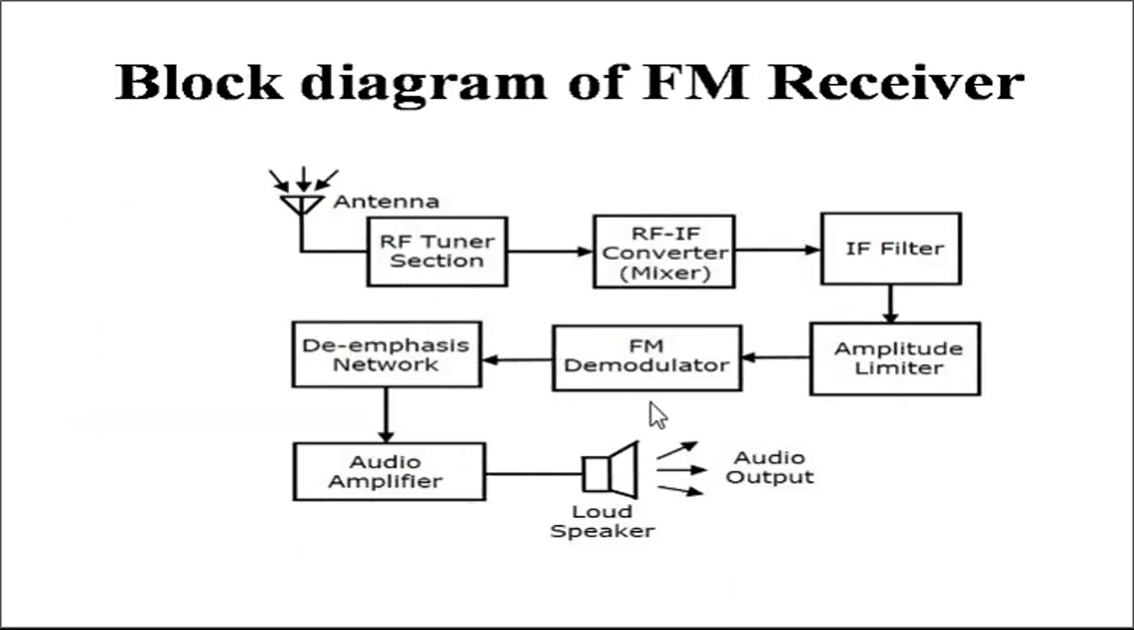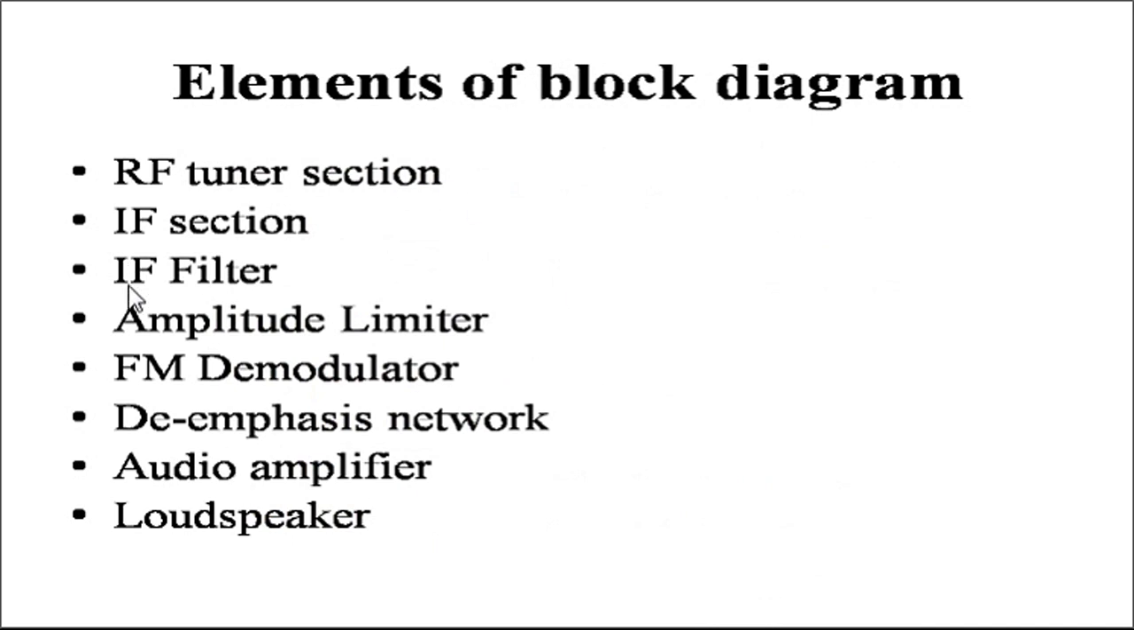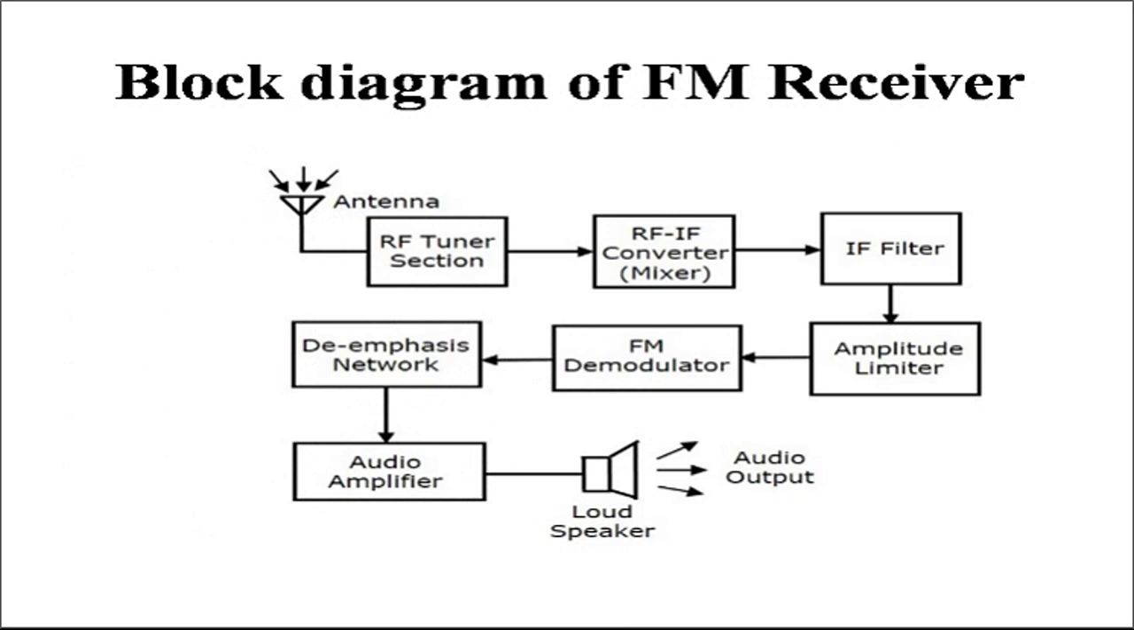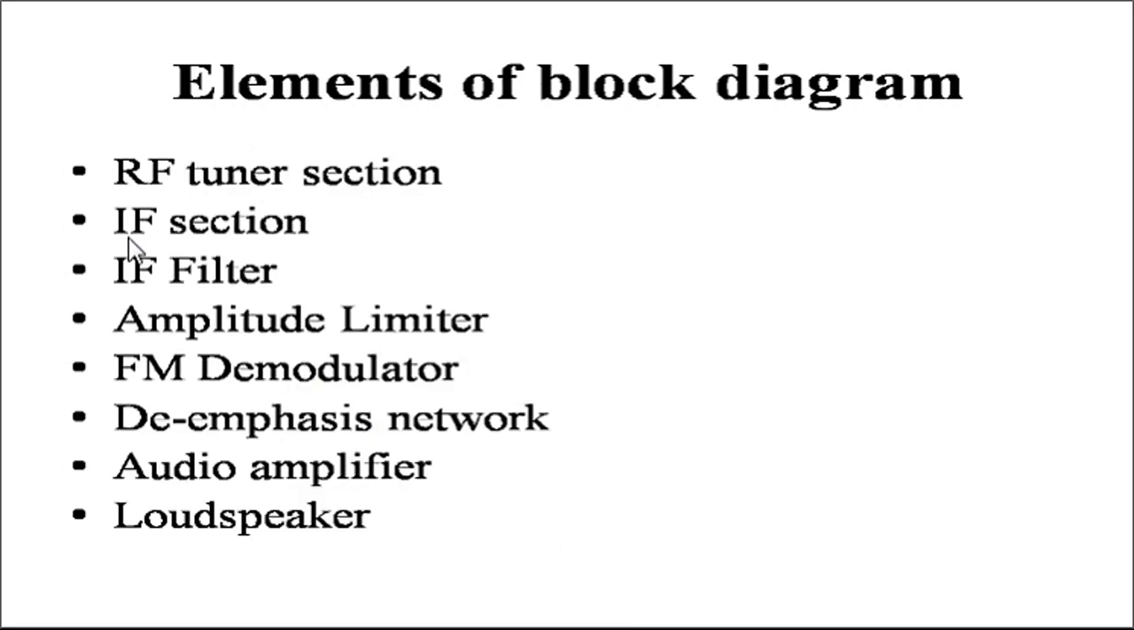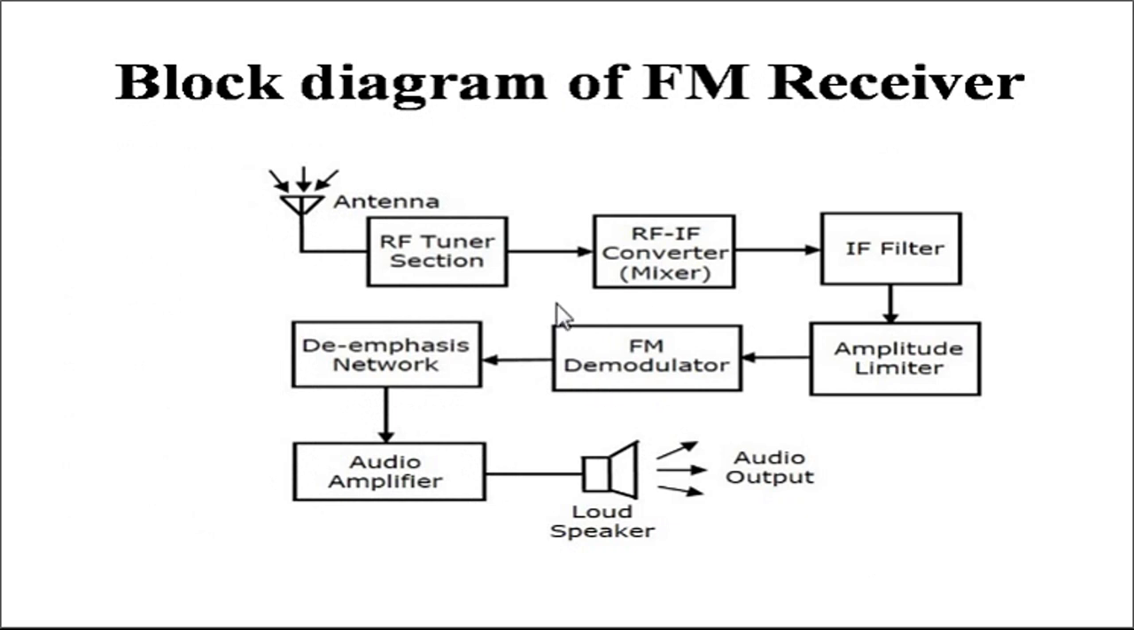The most important point is the block diagram of the FM receiver. Here we will start with the block diagram of the FM receiver. There are different elements in the block diagram. You may see here I have listed the names of the elements: the RF tuner section, which is this one, and in the same way the IF section, IF filter, amplitude limiter, FM demodulator, de-emphasis network, audio amplifier, and a loudspeaker. Coming to the blocks, we'll see them one by one. So this is the block diagram.